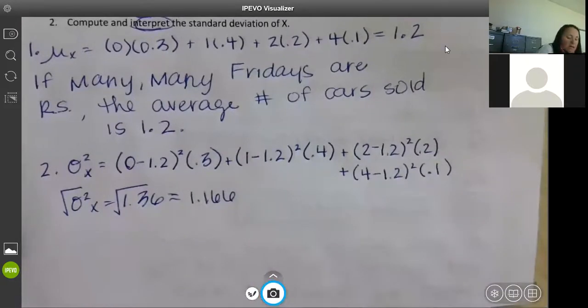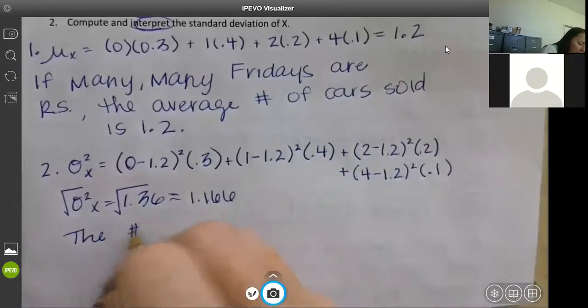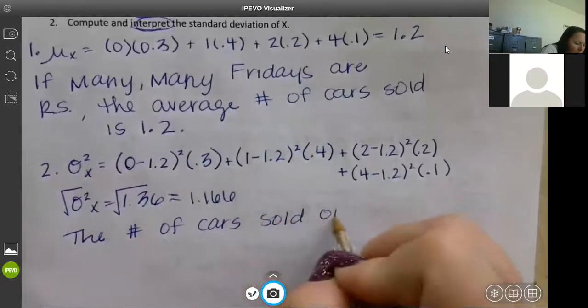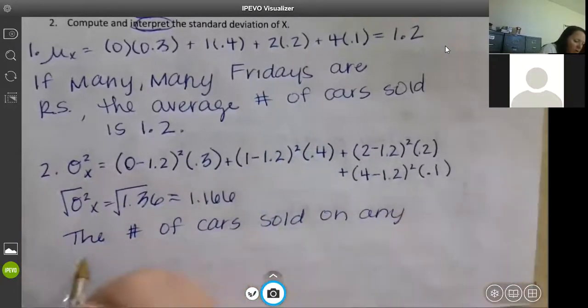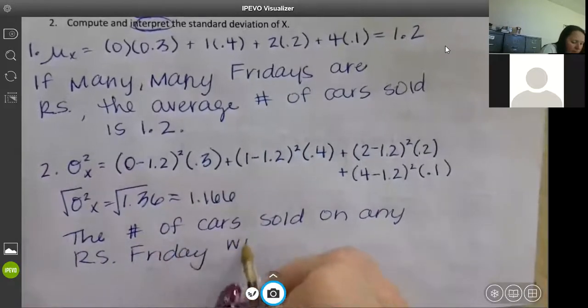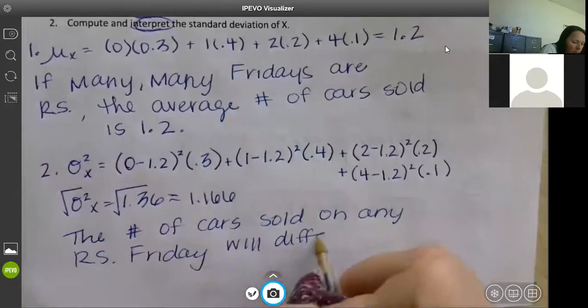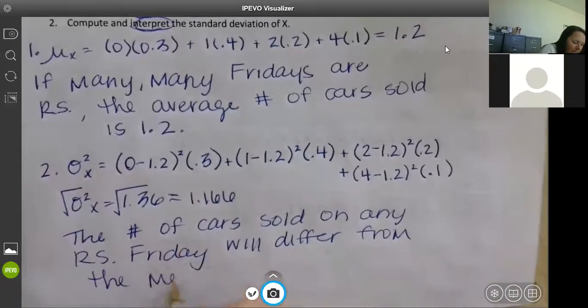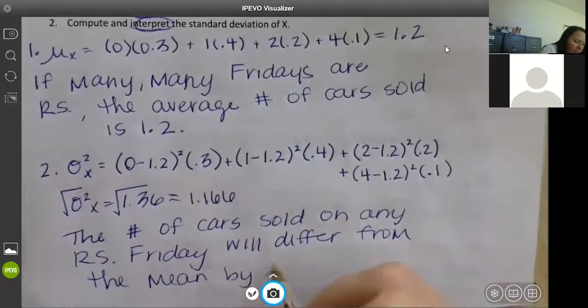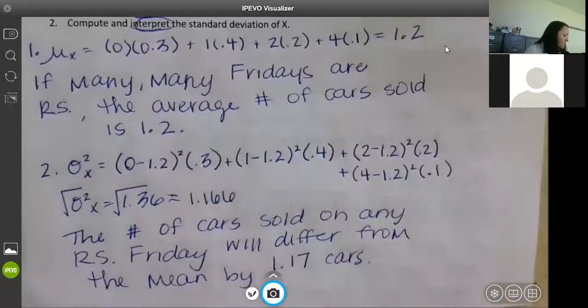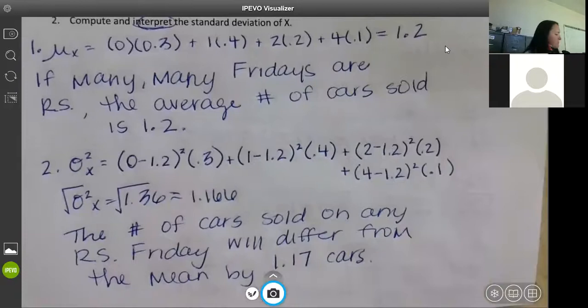All right. So in context of the problem, for the standard deviation, the number of cars sold on any randomly selected Friday will differ from the mean by 1.1, you can say 1.17 cars. That's it.